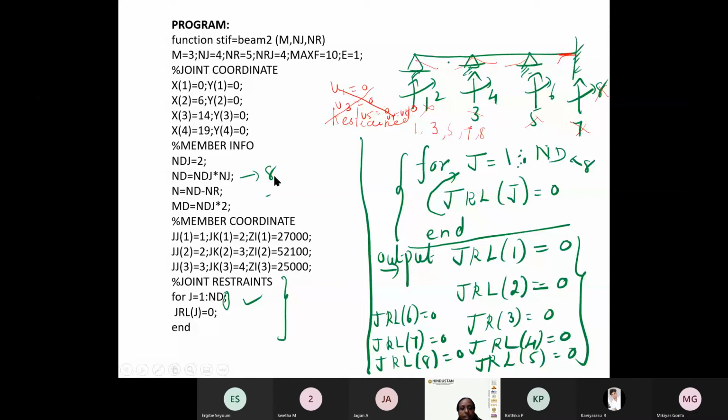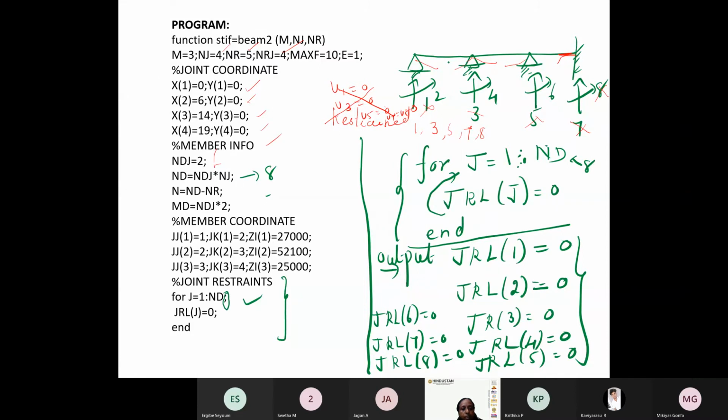But ND and all, you need not give as 8 because it will vary from problem to problem. So you can apply this program not only for this one, but any type of problem. So what are the inputs we'll give? For example, m is equal to 3, nj is equal to 3. Depending upon the problem, you have to give all these values. Then the coordinates also you have to give depending upon the problem. This step you have to give, and ndj you have to give.